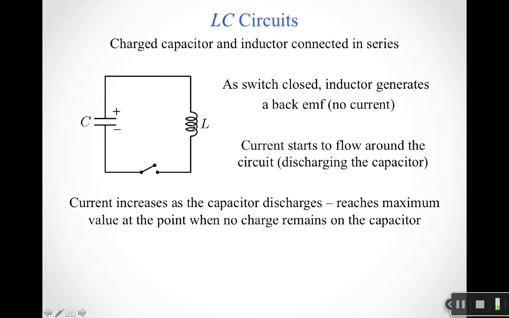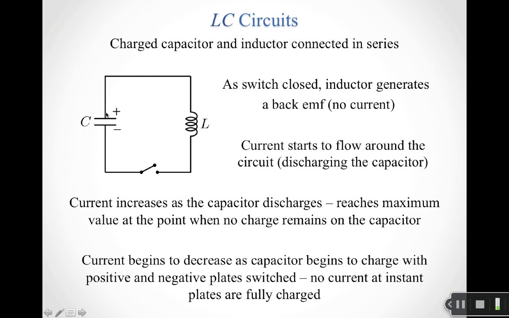That current will increase until it reaches its maximum value, and it'll reach its maximum value precisely at the point where all the charge is off the capacitor. So at the point where there are no charges left on the capacitor, that's when the current is flowing at its maximum value, in this case in the clockwise direction. The current is going to continue to flow in the clockwise direction, but that means positive charge is going to start to build up on the lower plate, and negative charge is going to start to build up on the upper plate in this diagram, which means a couple of things are going to occur.